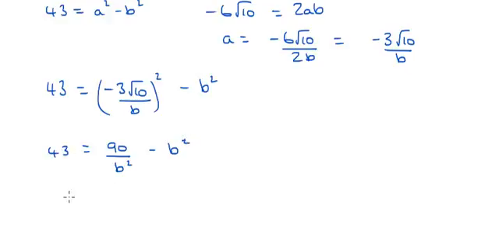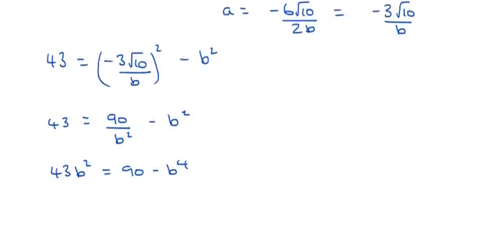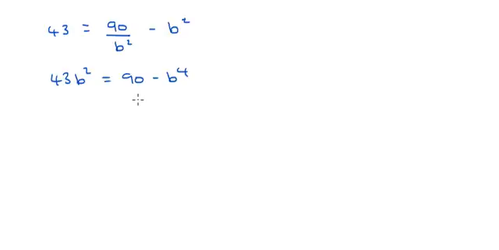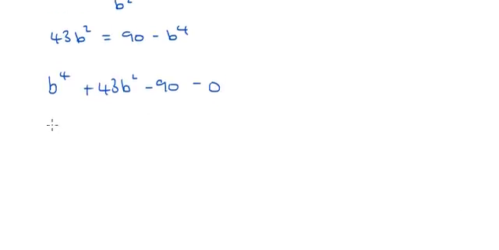So next job now is we're going to times everything by the b squared, and we get a kind of quadratic style equation which we can factorise. Even though it's got a power of 4, we can rewrite this as minus 43b squared minus 90 equals 0. Sorry, that's going to be plus 43b squared. If I add this on to this side, that's going to be positive. And then we can factorise this.